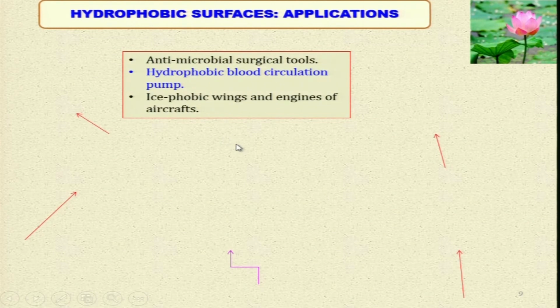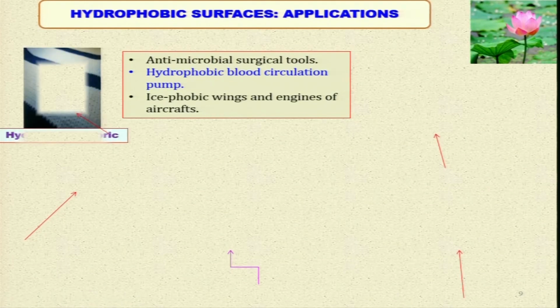You can have antimicrobial surgical tools, which is very important. Hydrophobic blood circulation pumps are there, and then you have ice phobic wings and engines of aircraft. This helps a lot as far as the life of the engines is concerned.